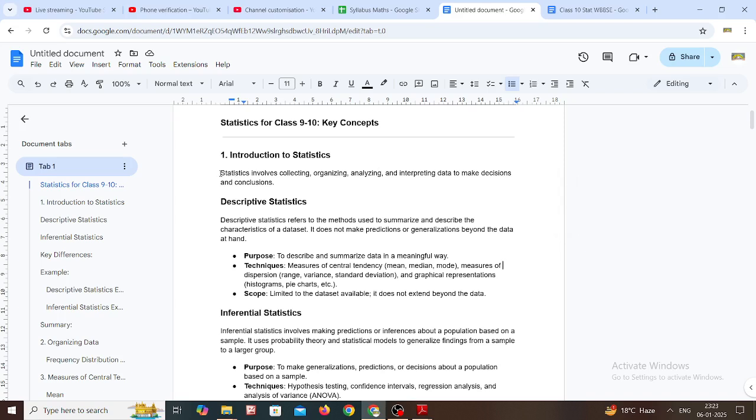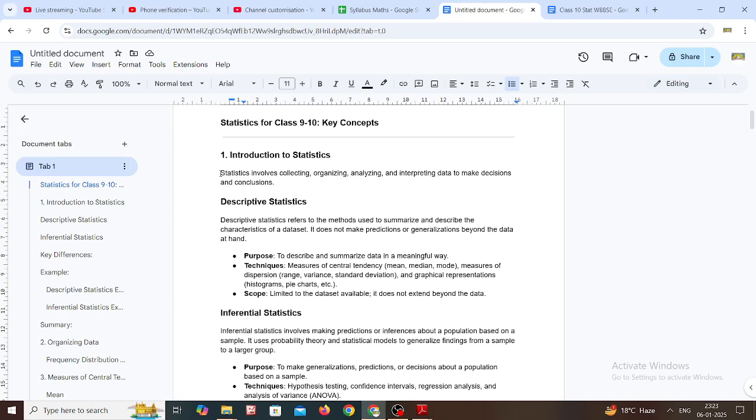What is statistics? Statistics is the science of collecting, organizing, analyzing, and interpreting data. Why do we need statistics? To make informed decisions so as to arrive at conclusions. Thus, for better decision making, we require statistics.